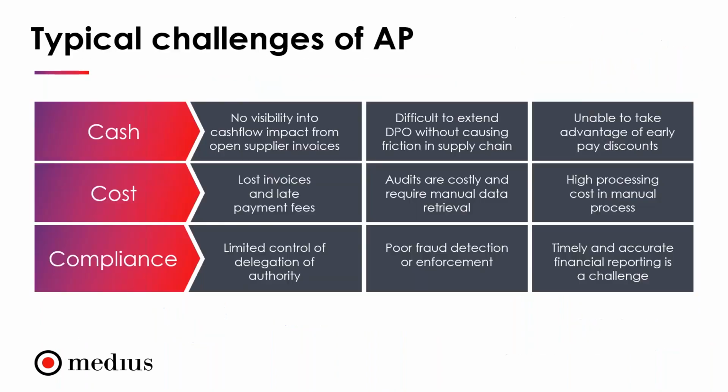So now let's talk about some typical challenges of AP departments. If you look at those challenges, you can divide them into 3 types: cash, cost, and compliance. If you look at the challenges when it comes to cash, they have no visibility into cash flow impacts from open supplier invoices. It's difficult for them to extend days payable outstanding without causing any friction in the supply chain, and they are unable to take advantage of early pay discounts.